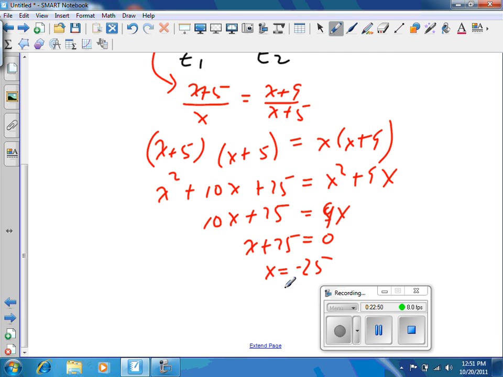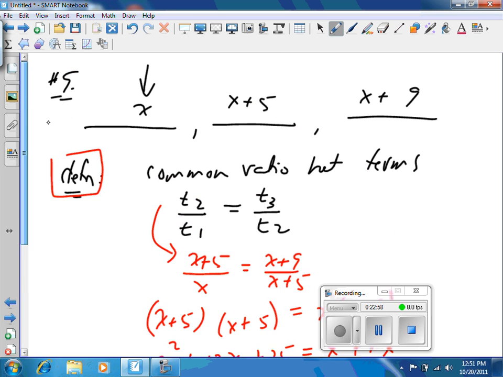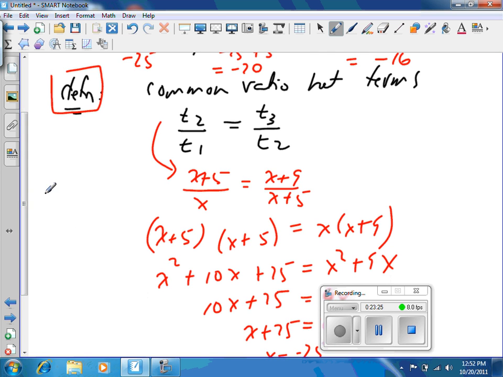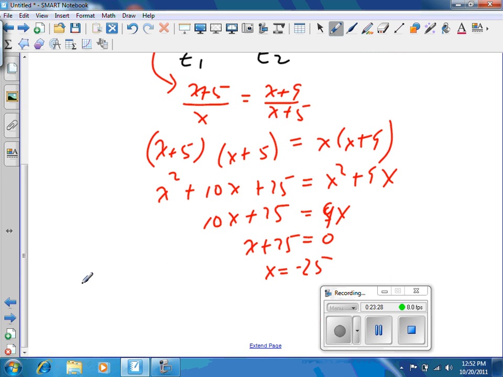But you're not trying to find x. Well, you are. Actually, we are. You're supposed to find the first three terms of the sequence. So go back to your picture. x is negative 25. That's good. The next one is negative 25 plus 5, which is negative 20. And the third one is negative 25 plus 9, which is negative 16. So the answer to this question would be that the first three terms in the sequence are negative 25, negative 20, and negative 16.